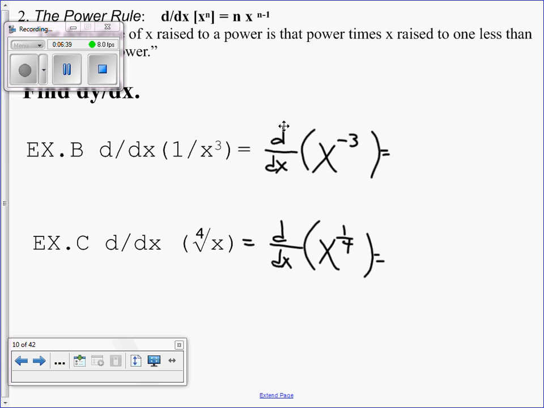And now who wants to actually tell me the derivative? Cameron, what do you got? Very good, because first you would bring down the negative 3, you write x, and you subtract 1. But when you rewrite it, you said it was negative 3 over x to the 4th. Okay?